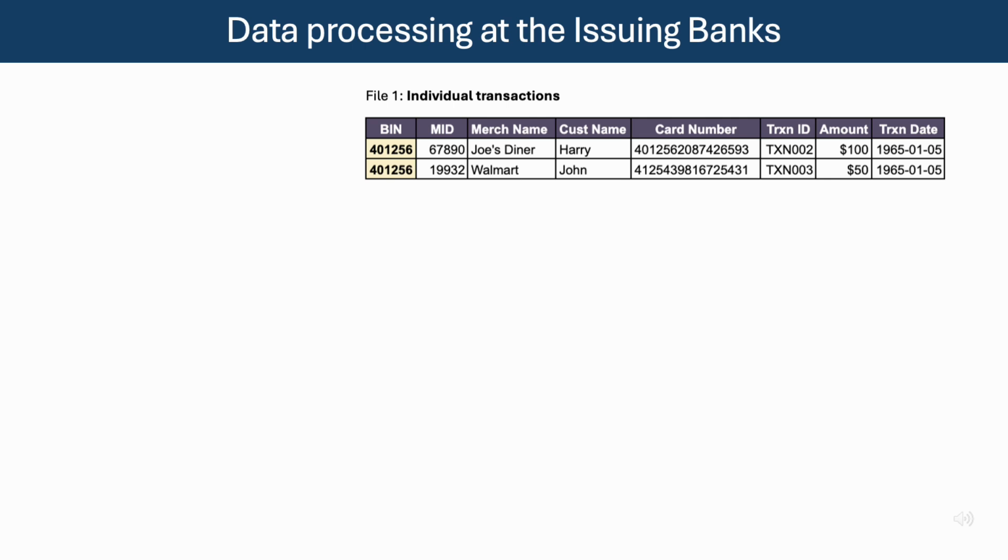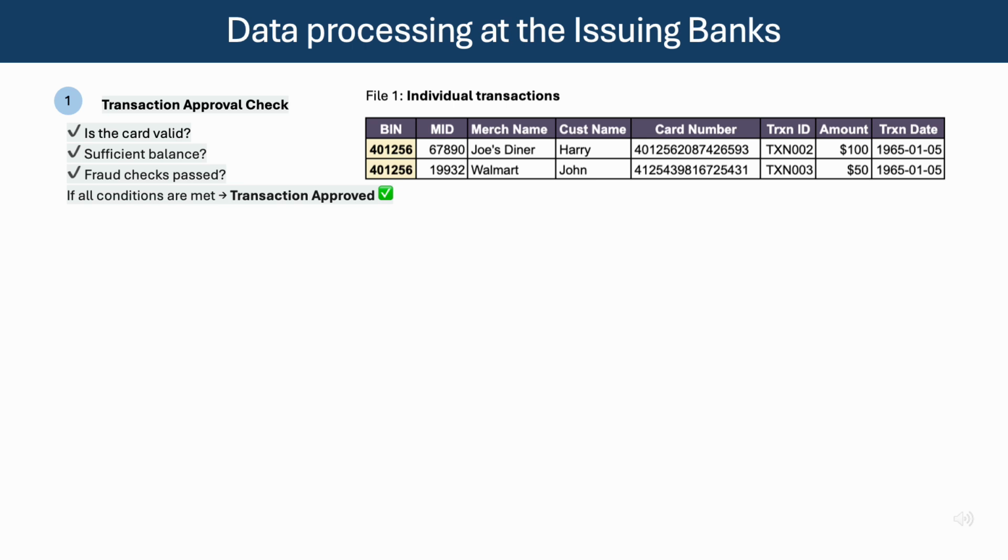The bank follows a step-by-step process to decide whether to approve or decline each transaction. First, it verifies if the card is valid. It checks the cardholder's name, expiration date, and whether the card actually exists. Next, it checks if the customer has enough balance to cover the purchase. Then, based on its internal fraud rules, the bank makes a decision of approving or declining the transaction.